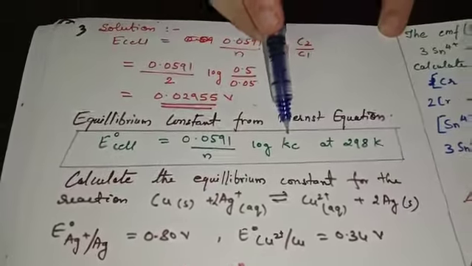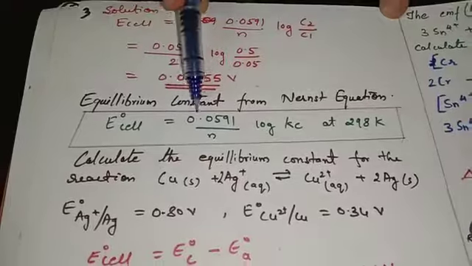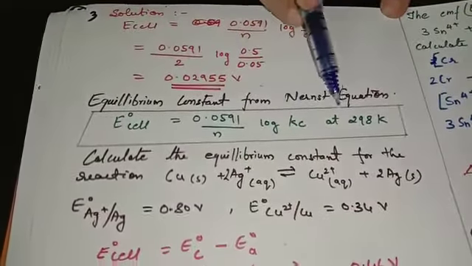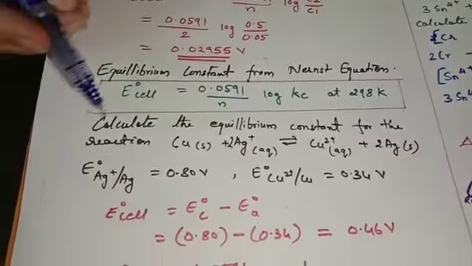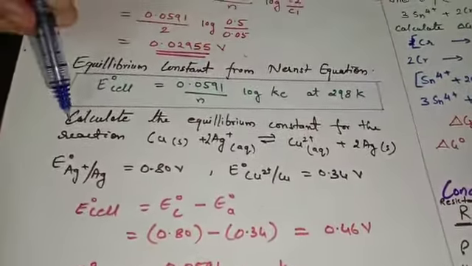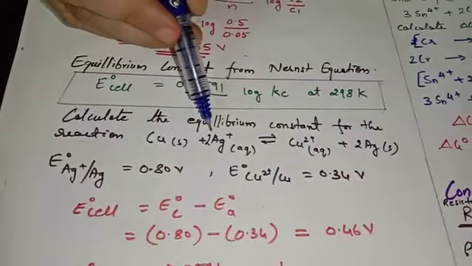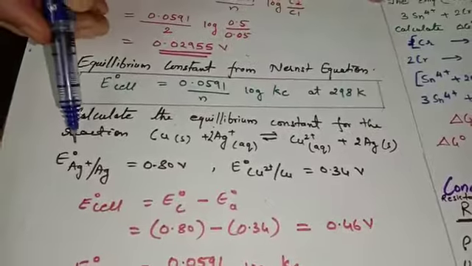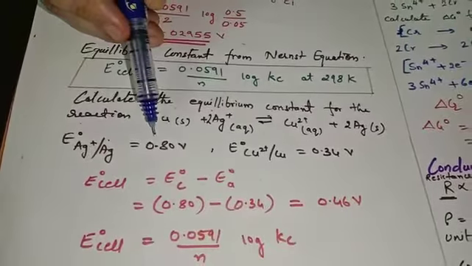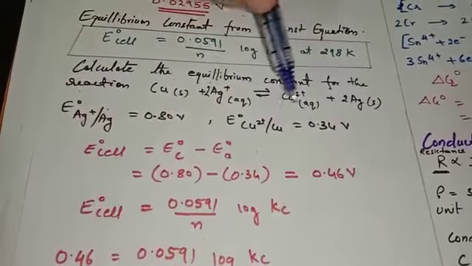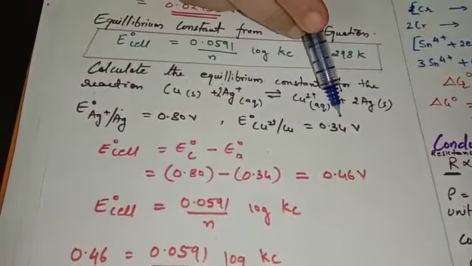Now from the Nernst equation you can calculate the equilibrium constant, which is represented by the sign Kc. So what is the formula? E naught cell is equal to 0.0591 upon n log Kc at 298 Kelvin. So a question can be asked like this: calculate the equilibrium constant for the reaction copper plus silver ions getting converted into copper ions plus silver. Here the E naught value of silver is given to us, that is 0.80 volt, whereas the E naught value of copper is 0.34 volt.